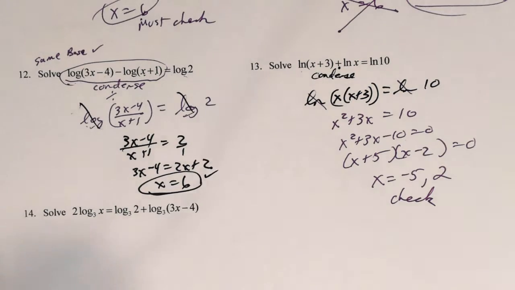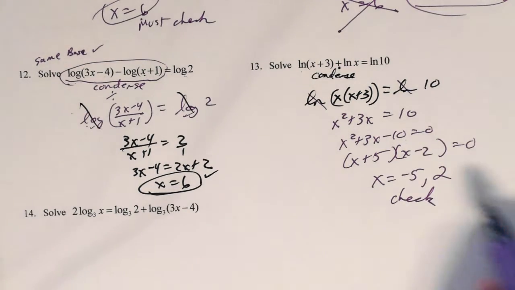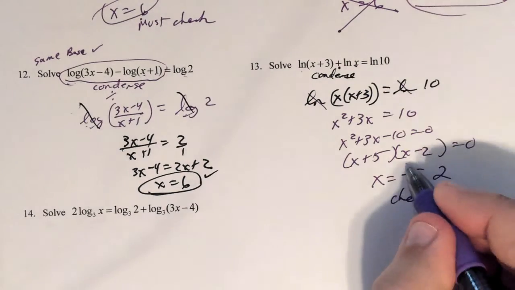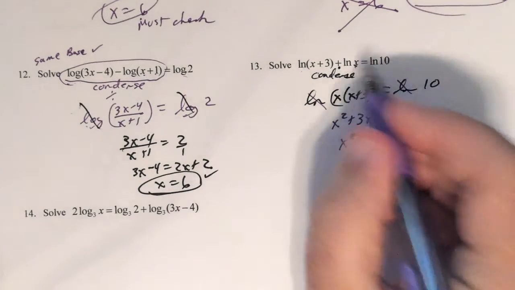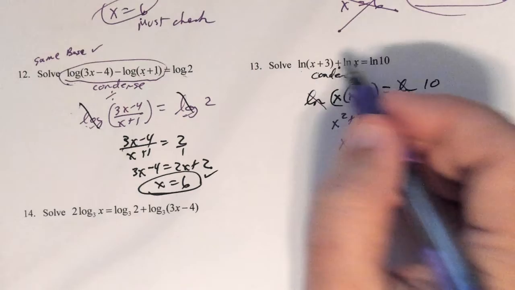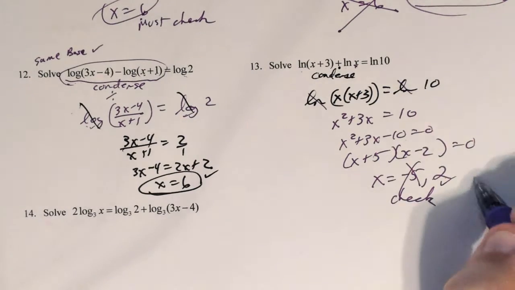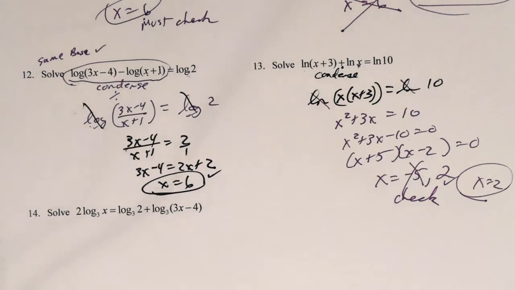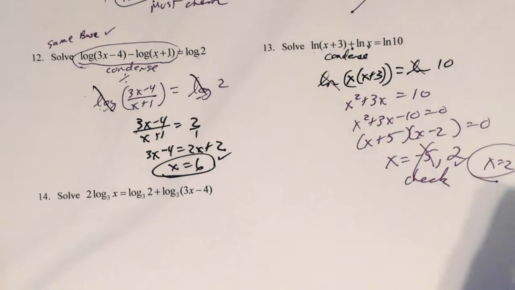So does either one of those give me a negative inside the parentheses or next to the natural log? Well, natural log of negative 5 is not possible. Natural log of 2 is. Put the 2 here. 2 plus 3 is 5. That's okay. So it's x is equal to 2. Alright, so let's continue.